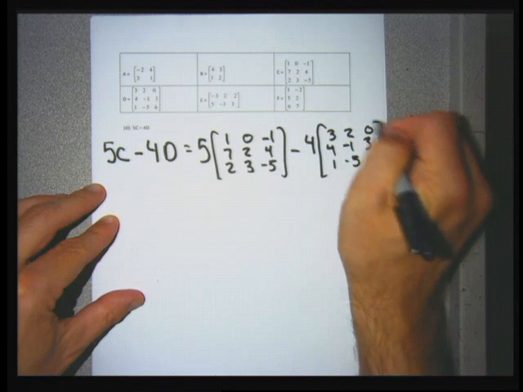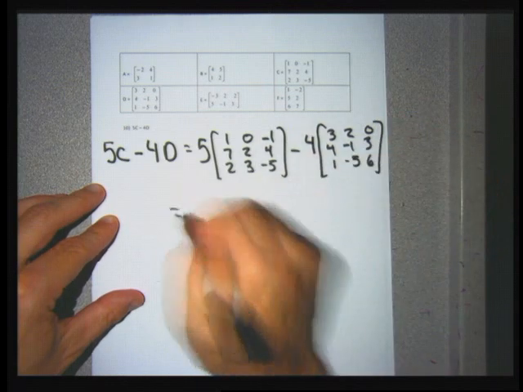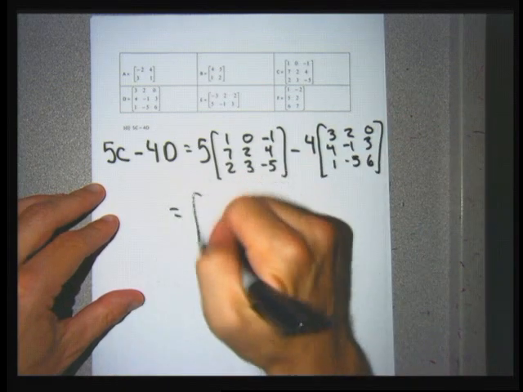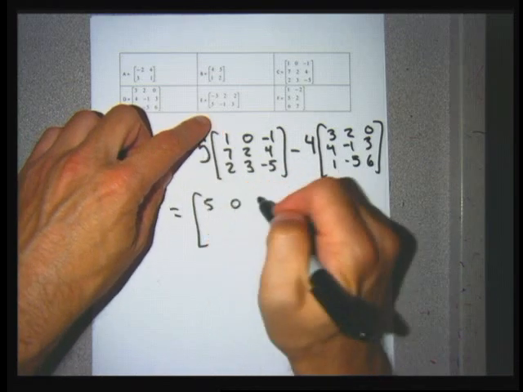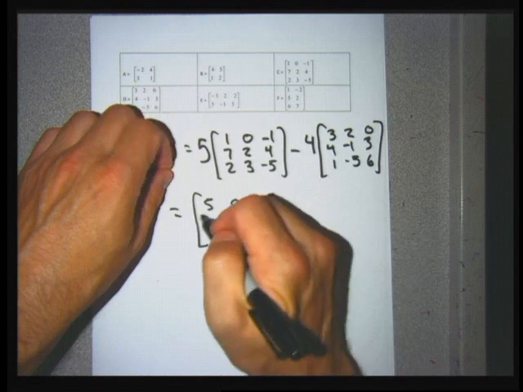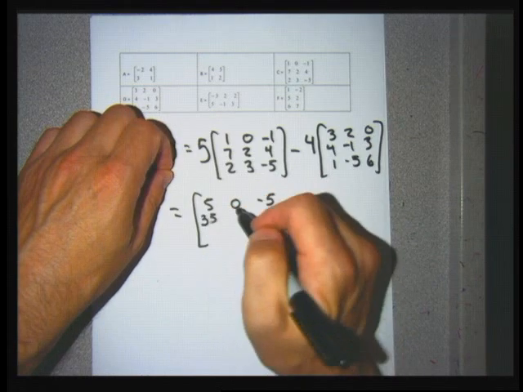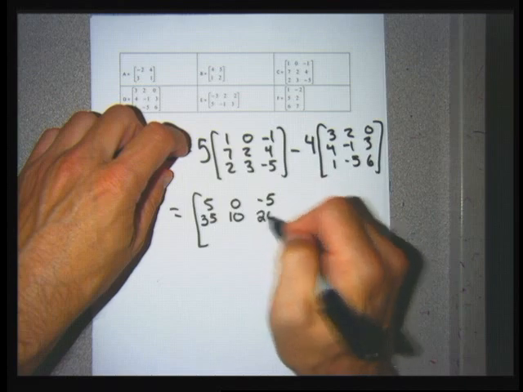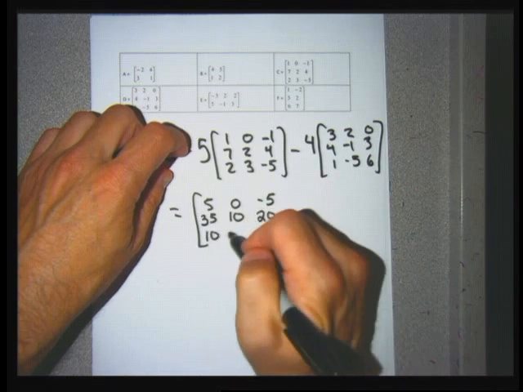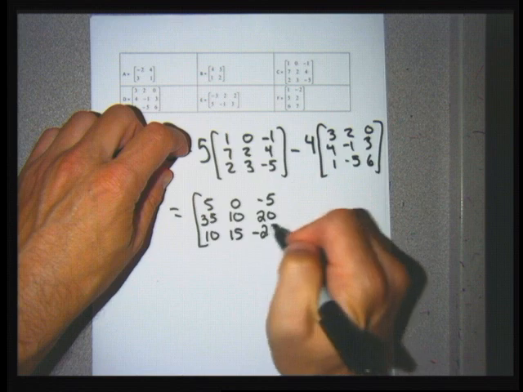I'm going to do the scalar multiplication first. I'm going to multiply everything by 5. I'm going to get 5, 0, negative 5, 35, 10, 20, 10, 15, and negative 25.